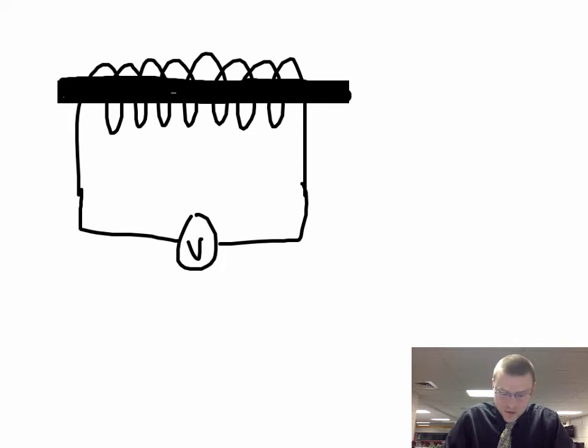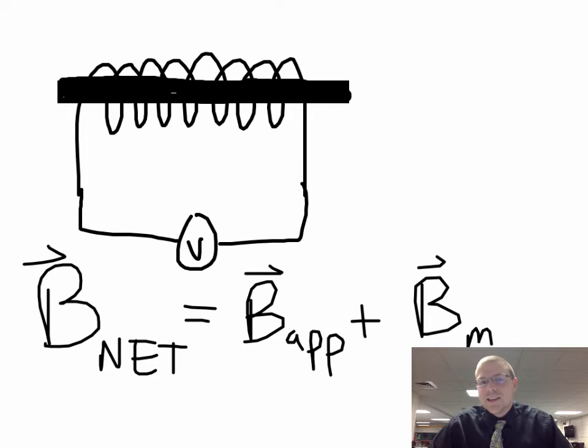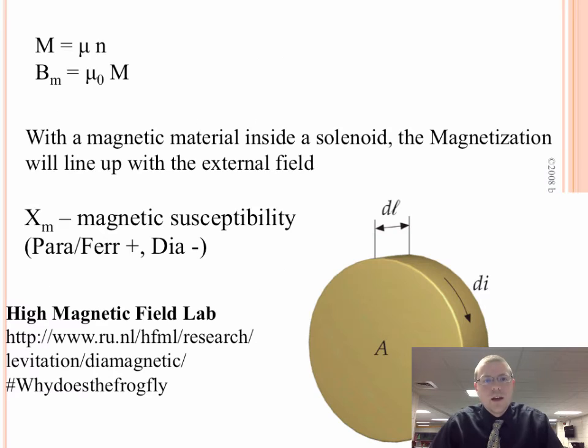So the total magnetic field that's going to set up inside my solenoid here is the applied magnetic field coming from the solenoid, which is B sub 0, and the magnetic field from the magnetized material. That's what B sub m means. If you come back to the notes, we can see that the magnetic field of the material depends on the permeability of free space times the magnetization of the material. Well, how do we solve for the magnetization?